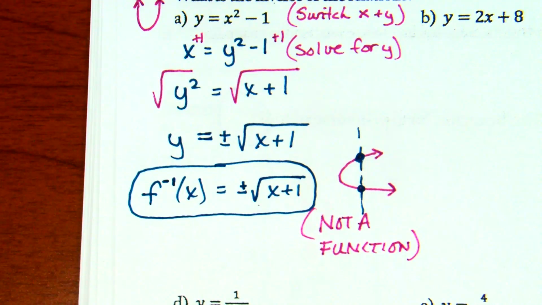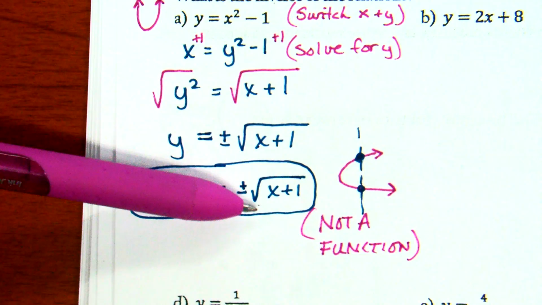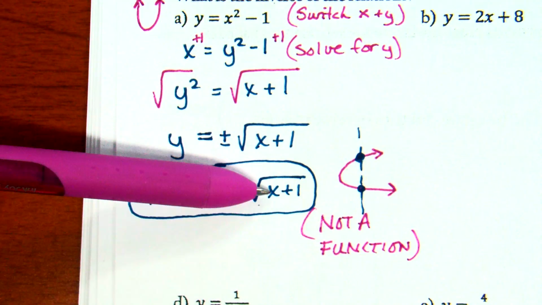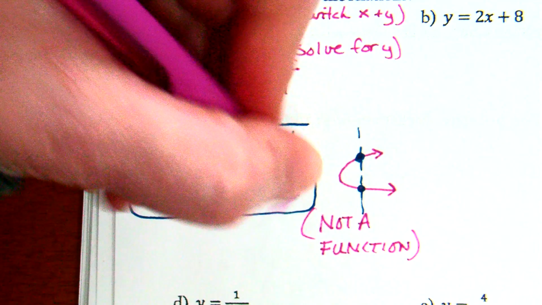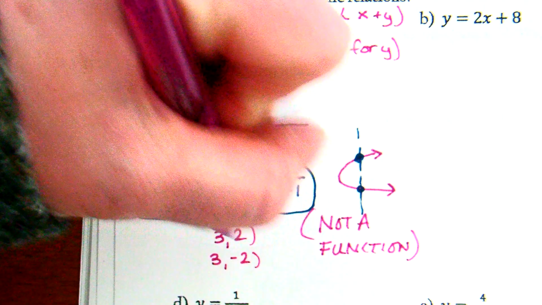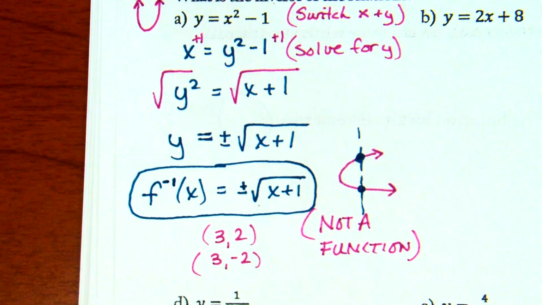Here's another thought. If you're thinking, okay, Mrs. Sargent, that's great and dandy, but I would have never been able to think about that picture like that. Okay, here's my plan B. I'm going to pick a number of 3. If I put 3 into this function, 3 plus 1 is 4. The square root of 4 is 2. But what's right here? Plus or minus. So what kind of ordered pairs would we have there? You'd have (3, 2) and (3, negative 2). Does that prove to you better that it's not a function?